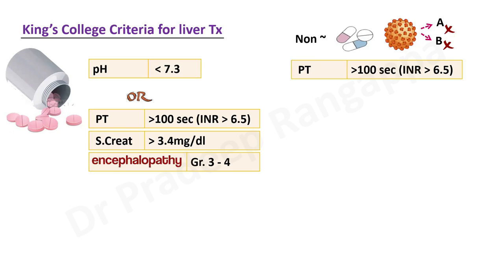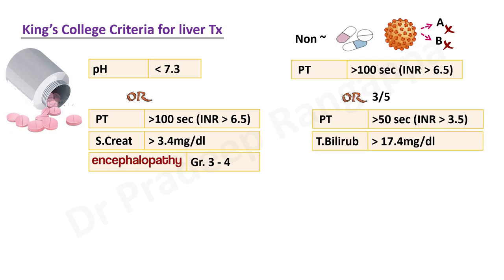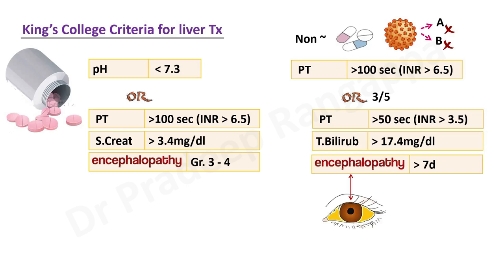For non-paracetamol, non-A, non-B, it's very easy to remember. I've just tried to simplify because people get confused. So the first criterion for non-paracetamol, non-hepatitis A/B is where PT is more than 100 seconds or INR more than 6.5, or three of the five criteria where PT is more than 50 seconds. So instead of creatinine as in paracetamol, you just replace it with total bilirubin, where total bilirubin is more than 17.4 milligram per deciliter, and the criteria is the same as paracetamol, encephalopathy, but the time lag between the jaundice and the encephalopathy should be more than 7 days.